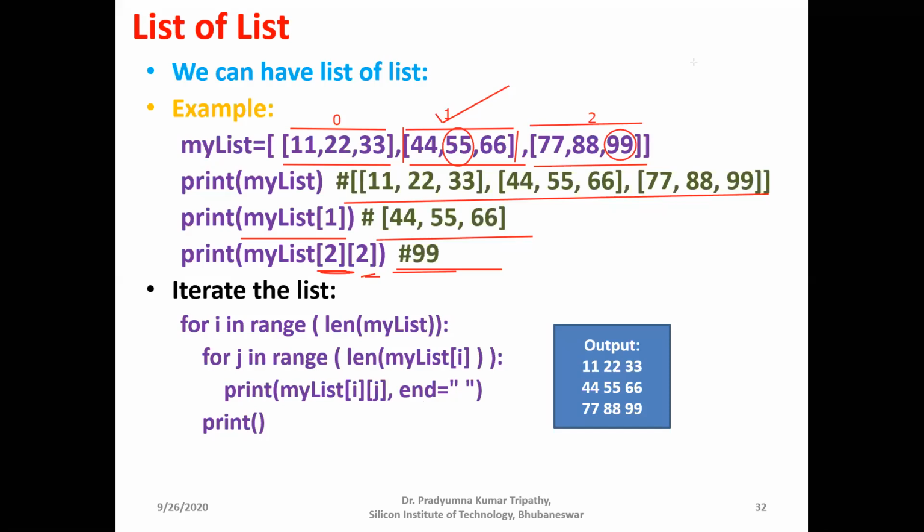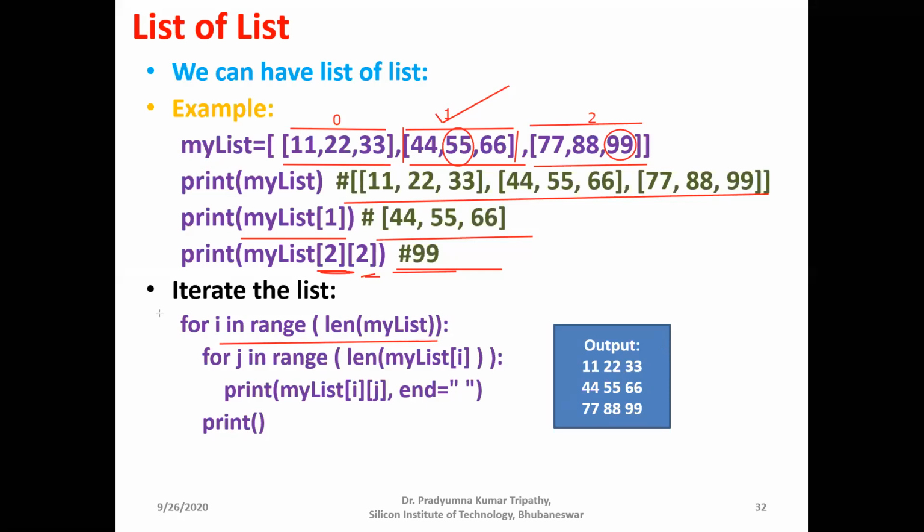Now, if I just want to print these things in matrix form, because while working with matrices we want to print it in this form actually, what I'll do is put a loop to iterate over these items: for i in the range of length of my list. The length of my list is 3. So I will iterate for 0, 1 and 2.